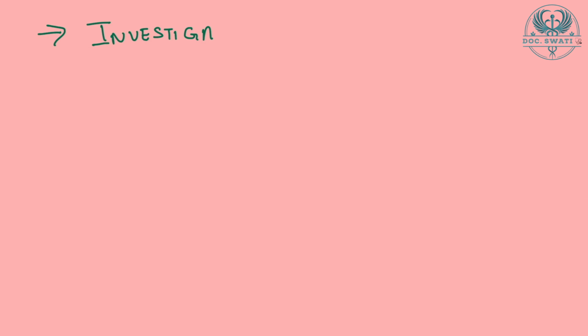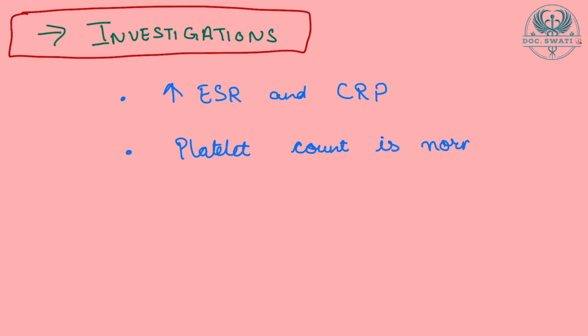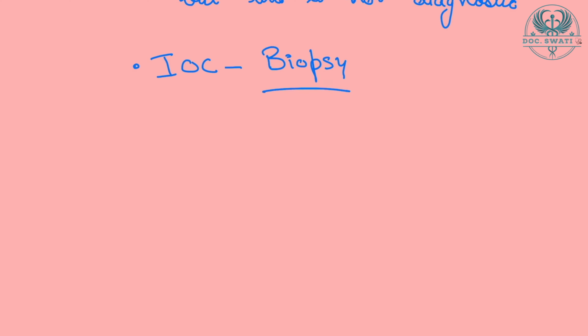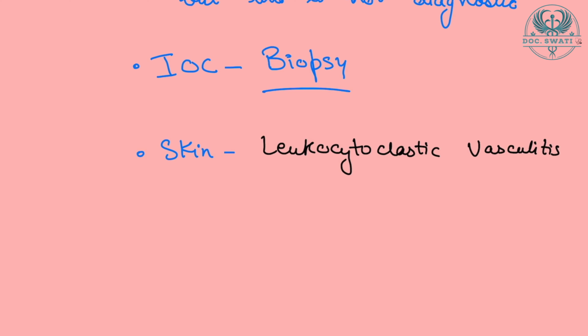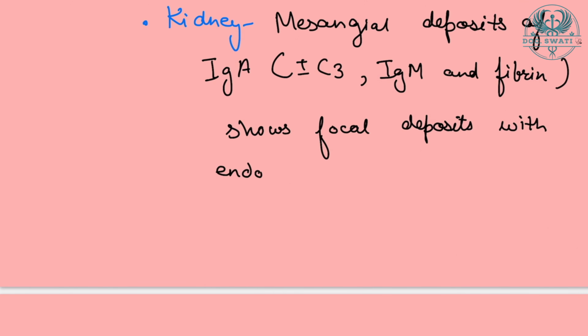Moving ahead, now let's talk about the investigations. The ESR and CRP levels are increased, platelet count is normal, total serum IgA is increased, but this is not diagnostic. Investigation of choice is biopsy. Skin, leukocytoclastic vasculitis. In kidney, we have mesangial deposits of IgA, which shows focal deposits with endocapillary proliferation. Crescent formation is rare in children.